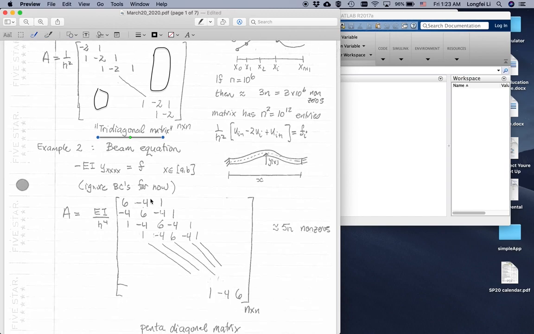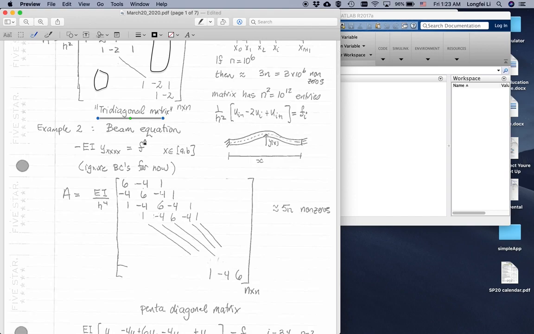Another example is solving the beam equation. We have a mathematical model that describes the physics of the beam. If you bend it, you apply some force to some beam structure, and the internal bending effect is given by EI multiplied by the fourth derivative of the displacement of the beam, and it equals this force.